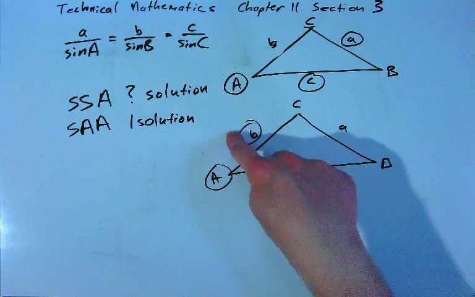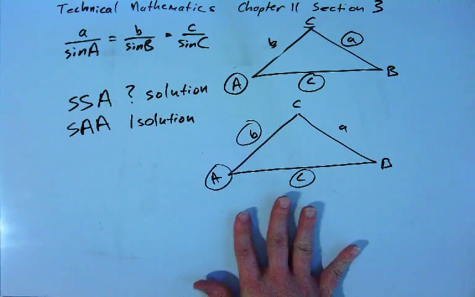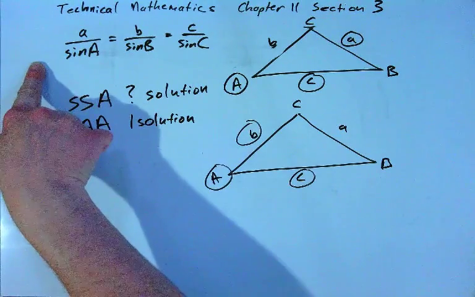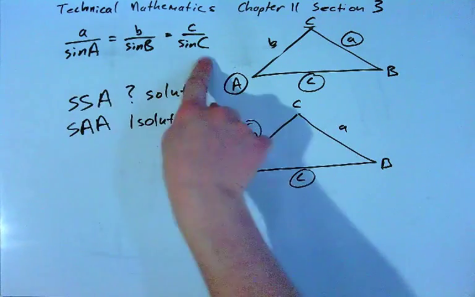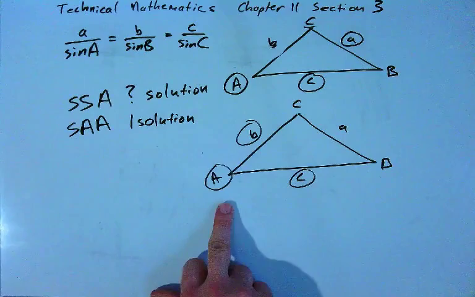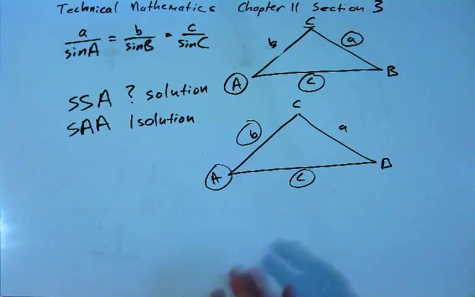I don't know the angle and its opposite side. I have three pieces of information. I should still be able to solve for this triangle. There's only one possible solution, but I can't use the law of sines. Any form of the law of sines that I try to use with this information, with two sides and an included angle, is going to leave me with two unknowns in the formula.